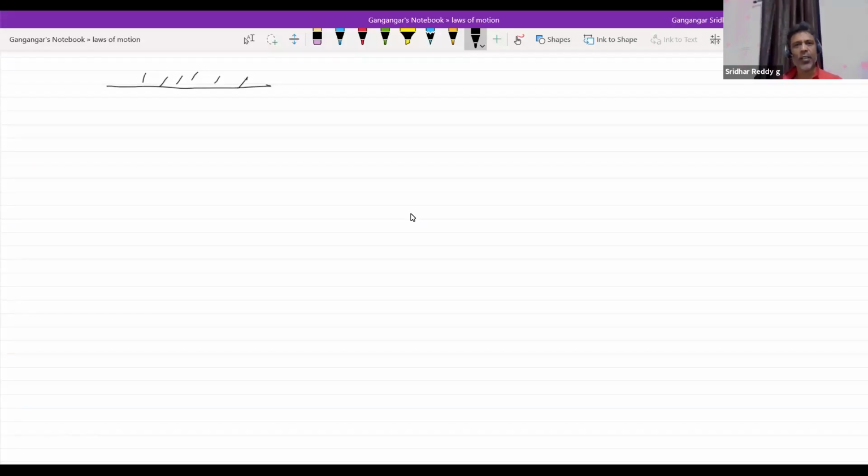So we'll continue with the problems related to the normal contact, the pseudo force, and the monkey climbing up the rope, and other equilibrium related problems. Fine. So I'll begin with one of the situations.